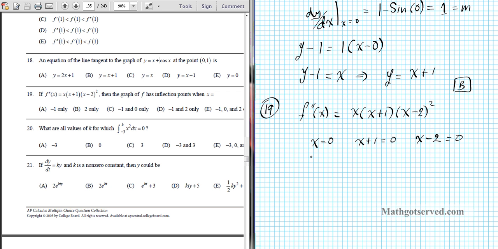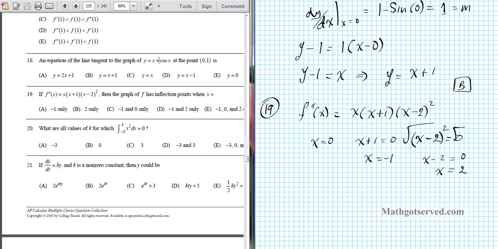All right, set each of the factors to 0. This technically is x minus 2 squared, but if we solve this, it's going to be the same thing. So this is already solved. We solve this, we get x equals negative 1. And then if we solve this, we root both sides. We'll have x minus 2 equals 0. We add 2 to both sides, we have x equals 2.